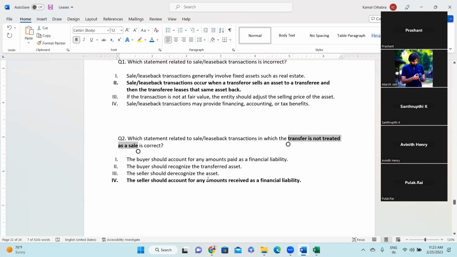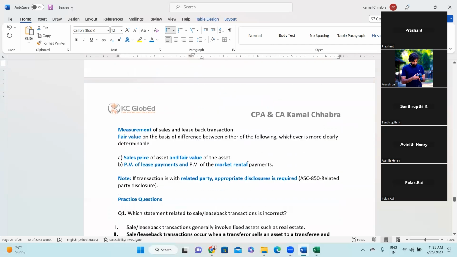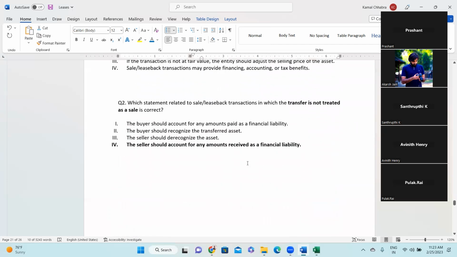Let's keep this second point on hold. Third is the seller should de-recognize the asset. Does the seller need to de-recognize the asset? The answer is yes. Right, the seller should not de-recognize the transferred asset, because in this the control is not transferred.